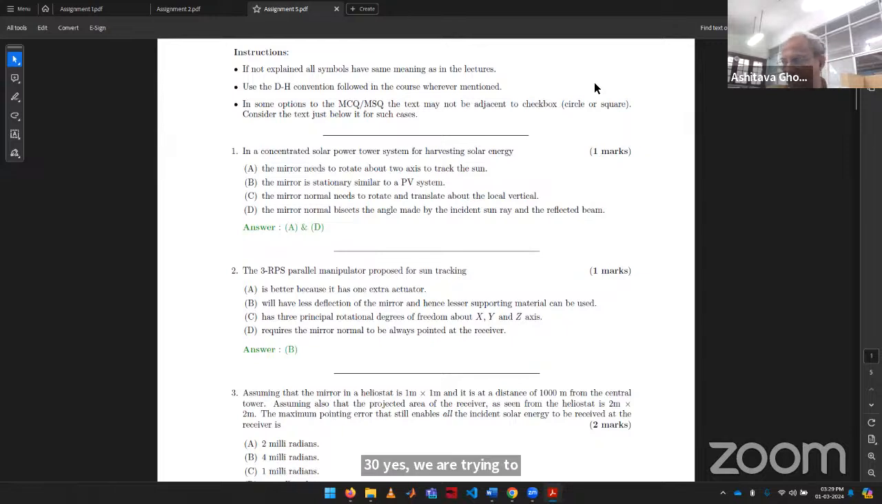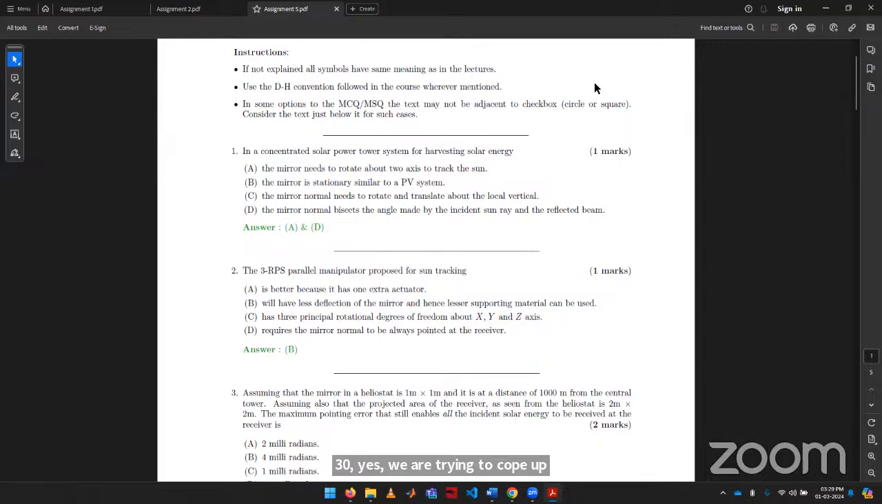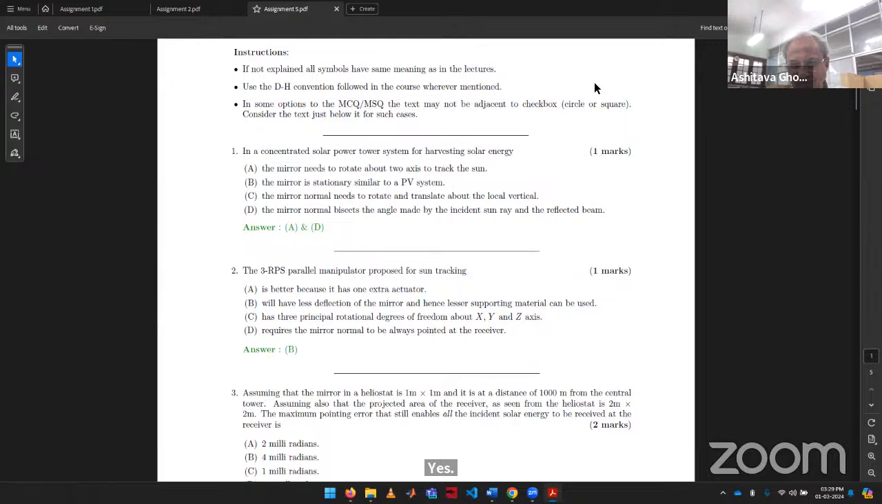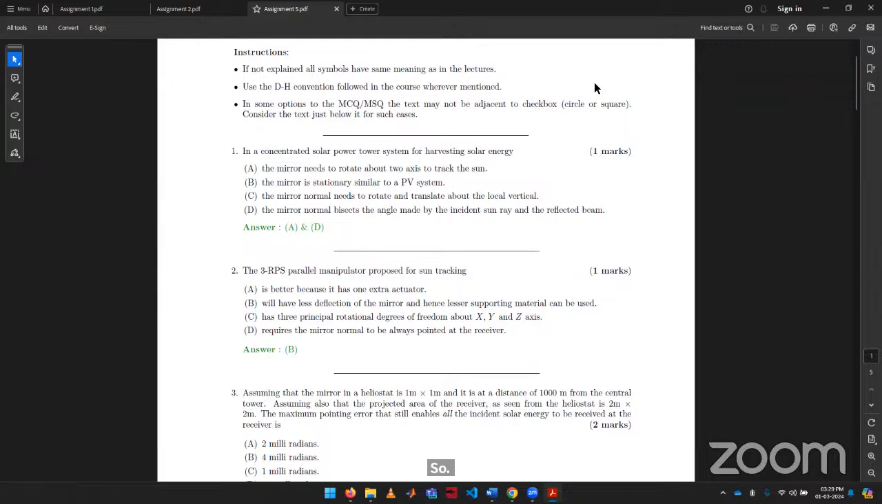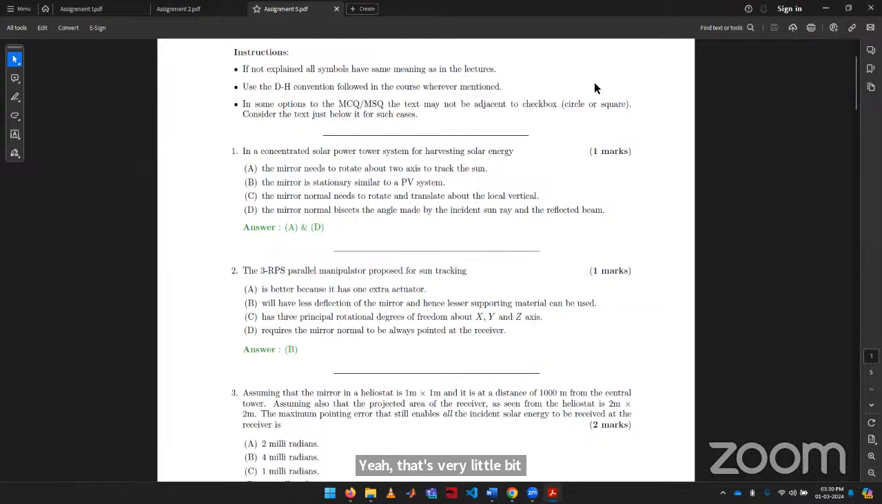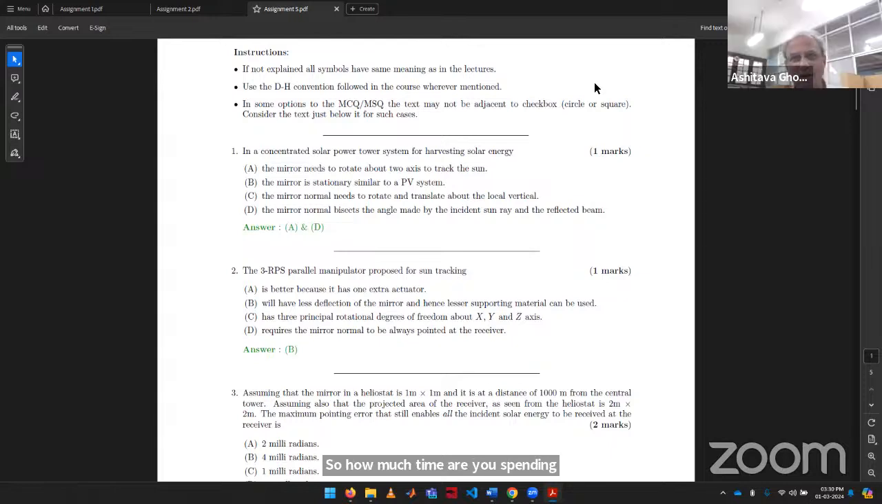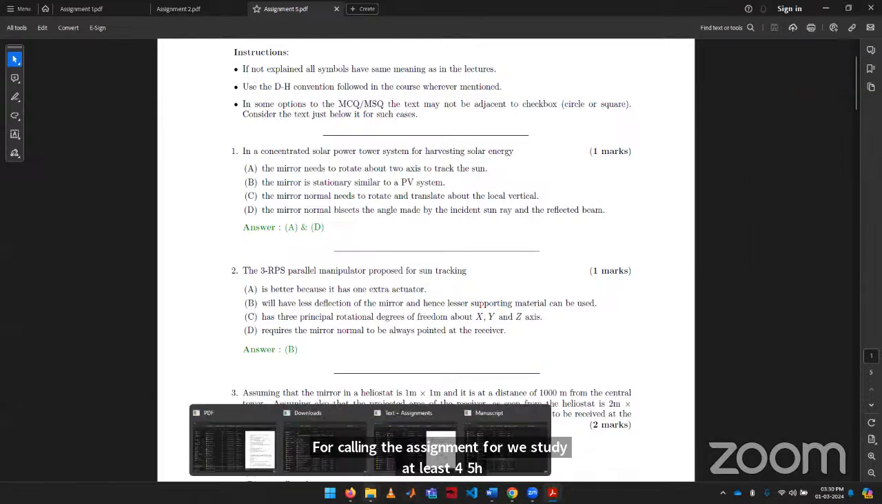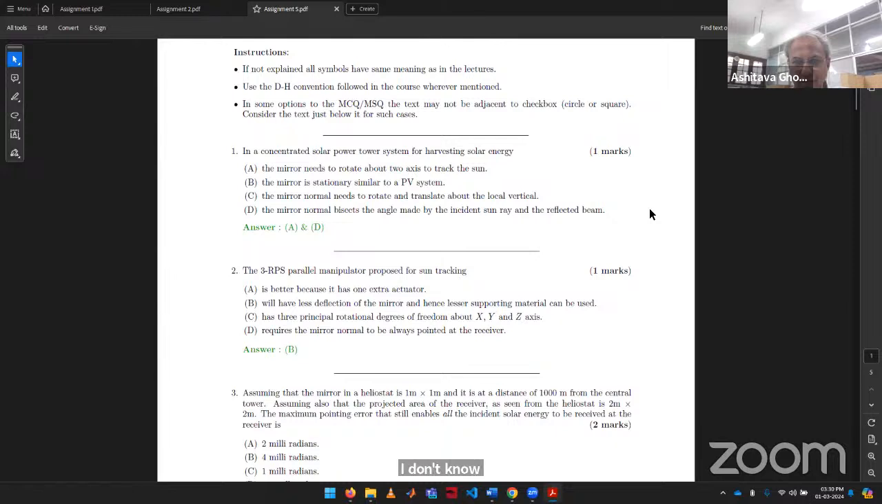So how much time are you spending? No, so actually, this is also another thing. Sir, NPTEL does live problem sessions by the two TAs. But I see the attendance very low there. So you should put effort there as well. So how much time are you spending? For solving the assignment, we study at least 4 to 5 hours. No, that is not correct. I don't know how you spend your 4 or 5 hours.